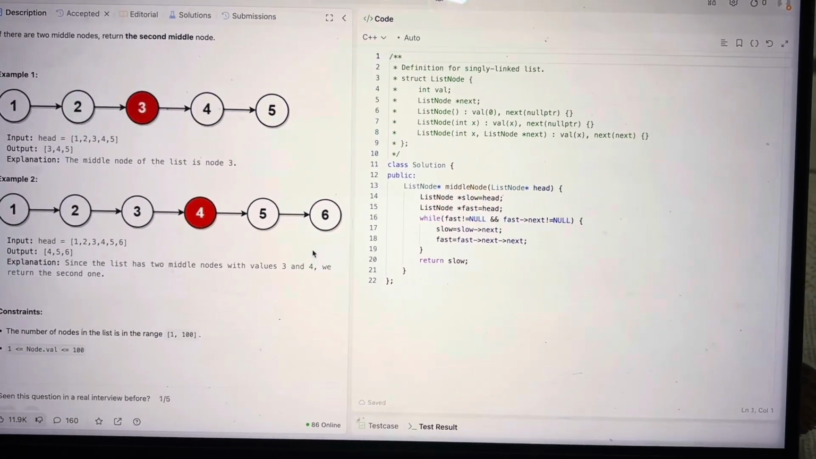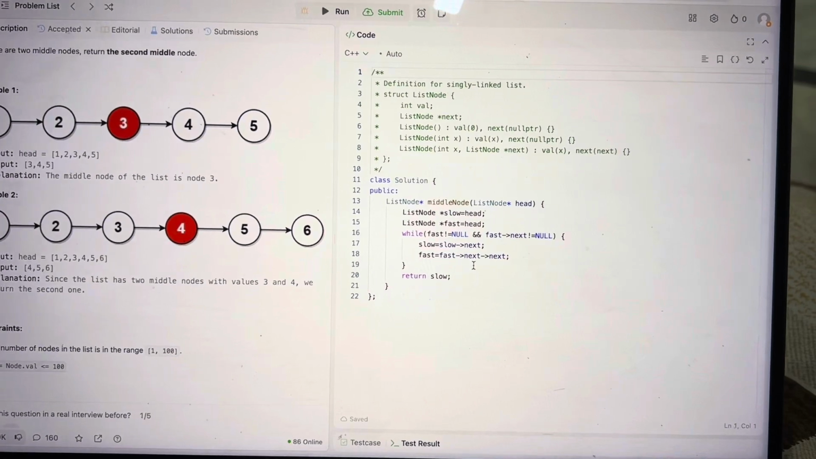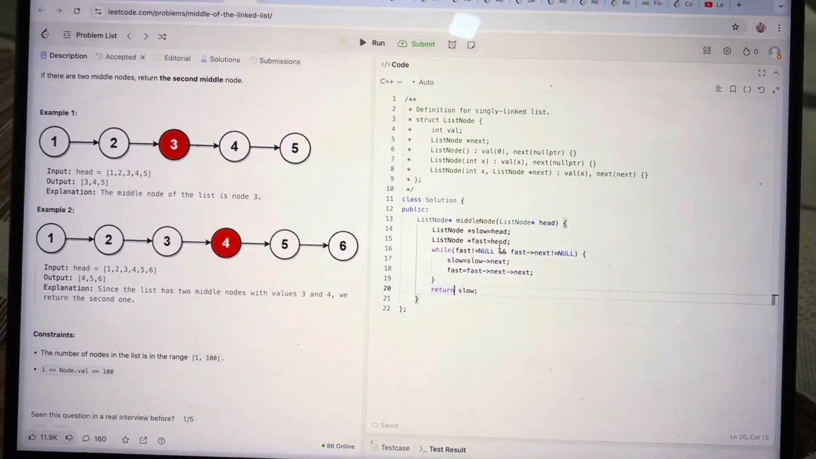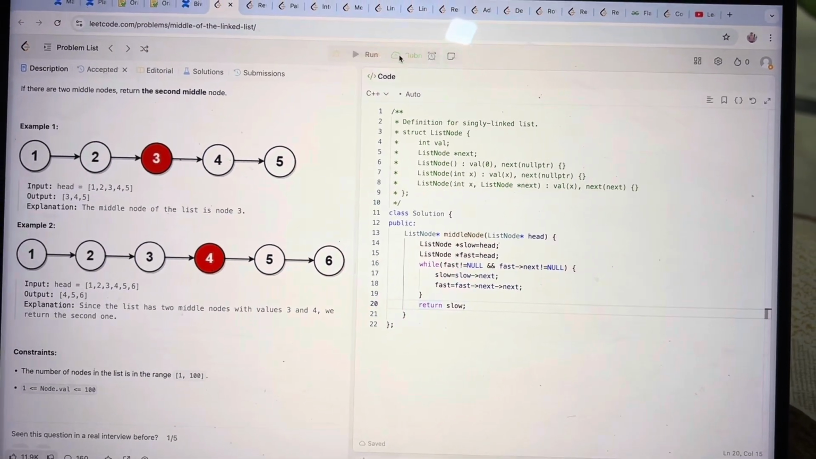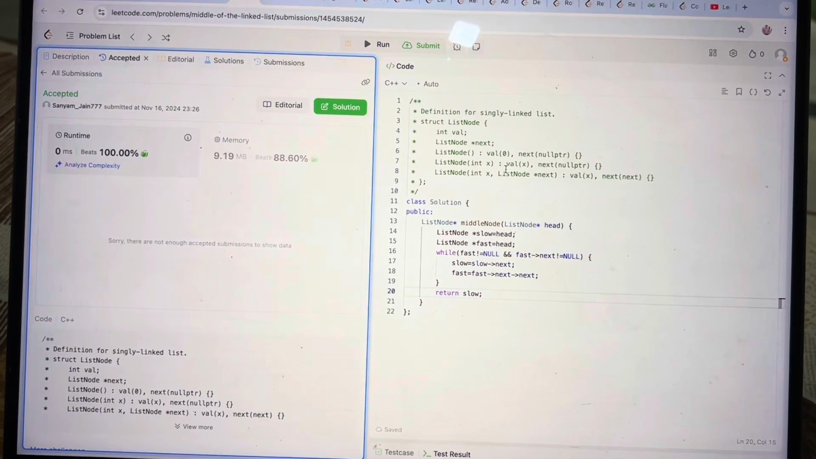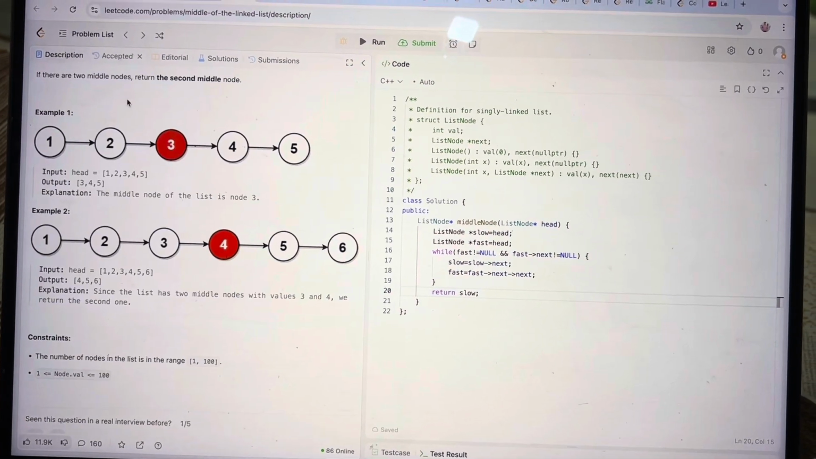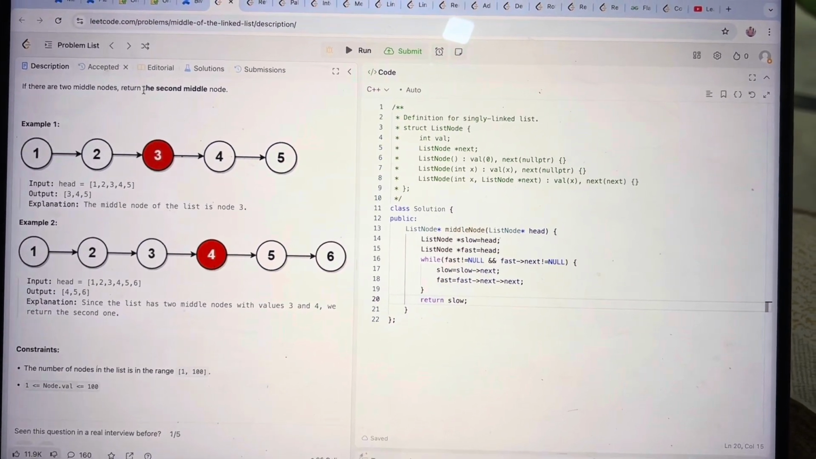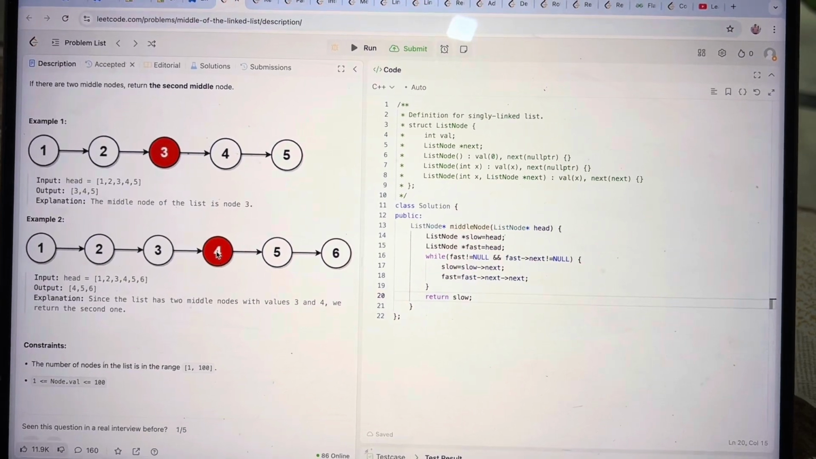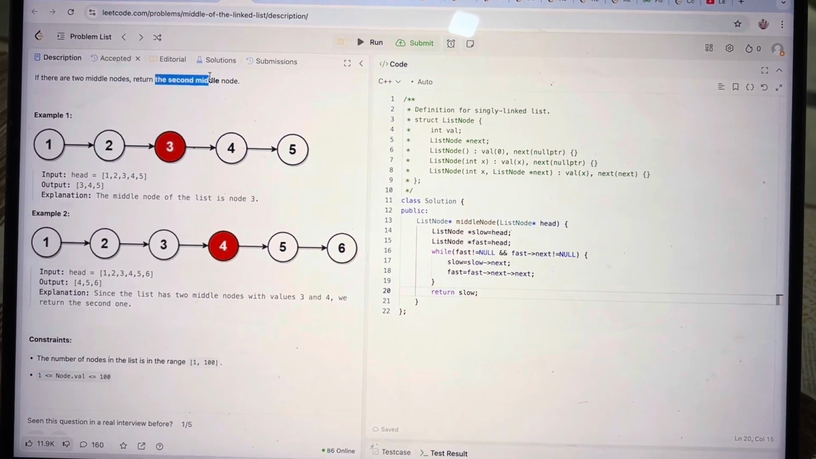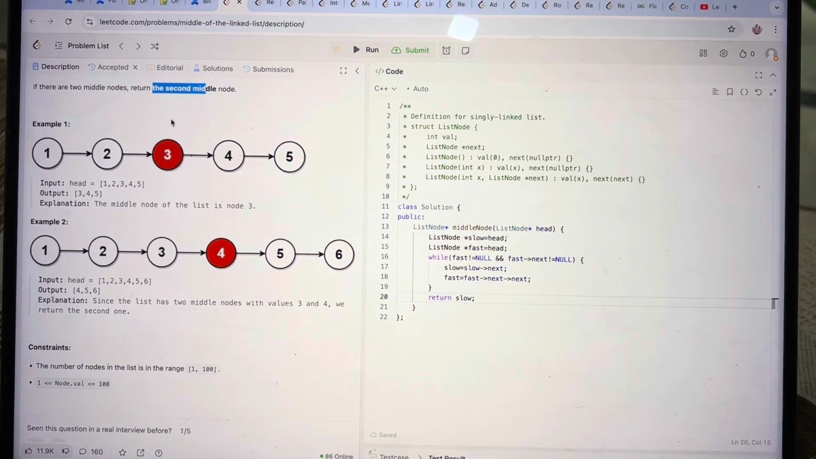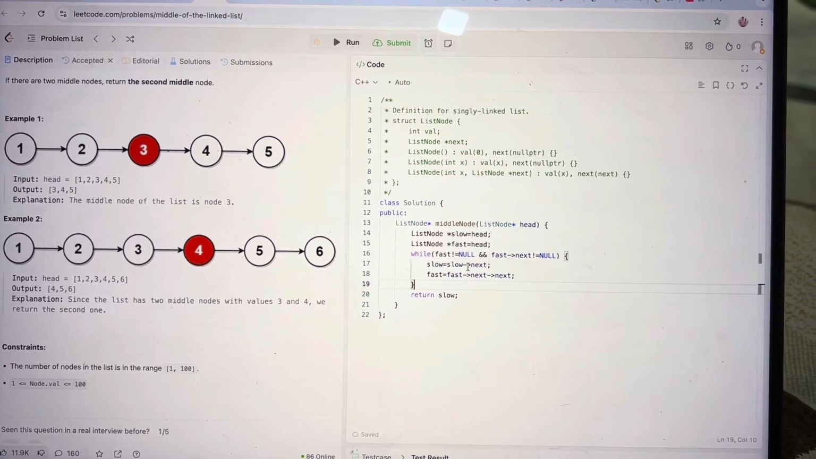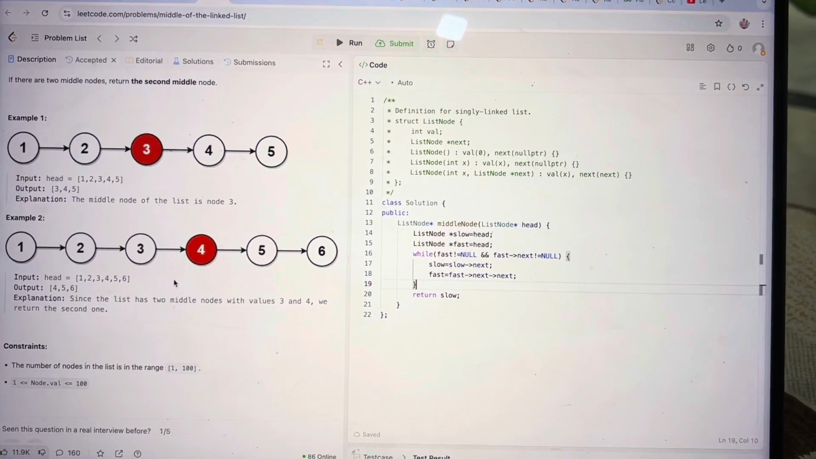Okay, let's look at the solution. We did the same thing that we have discussed. Okay, and then we submit it. Okay, it has been accepted. Here it is given that if there are 2 middle nodes, return the second middle node. That's why we are returning this. This was a little ambiguous, 3 or 4, so it's given that we need to return the second middle node. Otherwise we could have made some changes in the code if they would have asked for the first middle node.